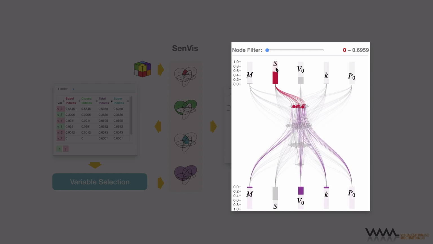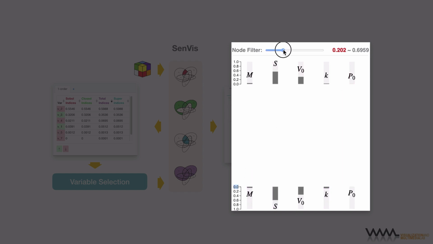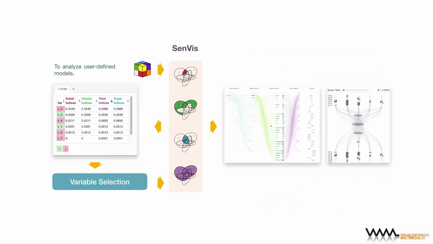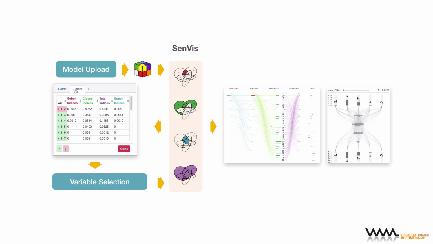If clicking on the top or bottom bars, it will highlight all the relative importance circles that share the same set alpha or set beta. Lastly, by using the filter on top of the view, smaller circles will be filtered out, and the users can focus on the most important variable relations. SenVis also supports user-defined models from the model upload functionality in the navigation panel, so the user can upload their own model to analyze the sensitivity indices.